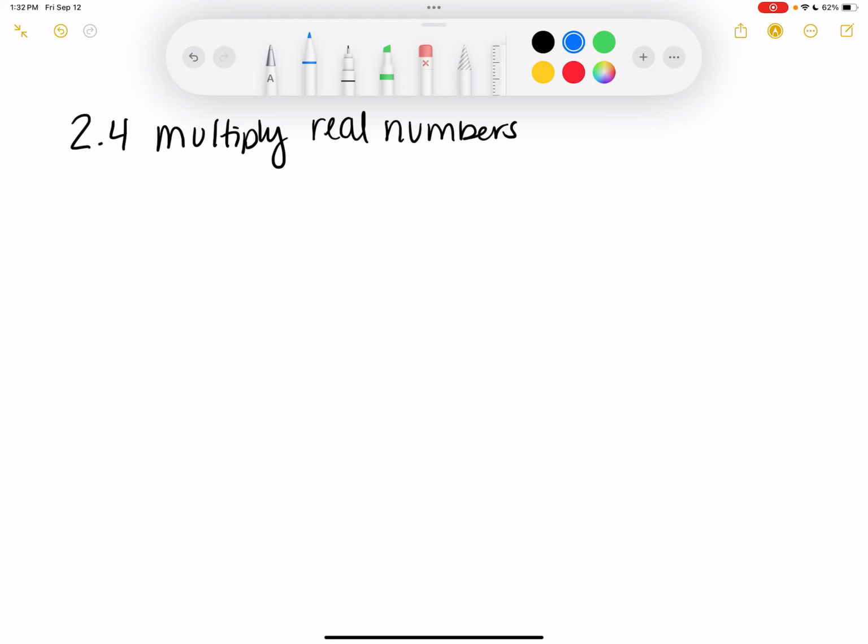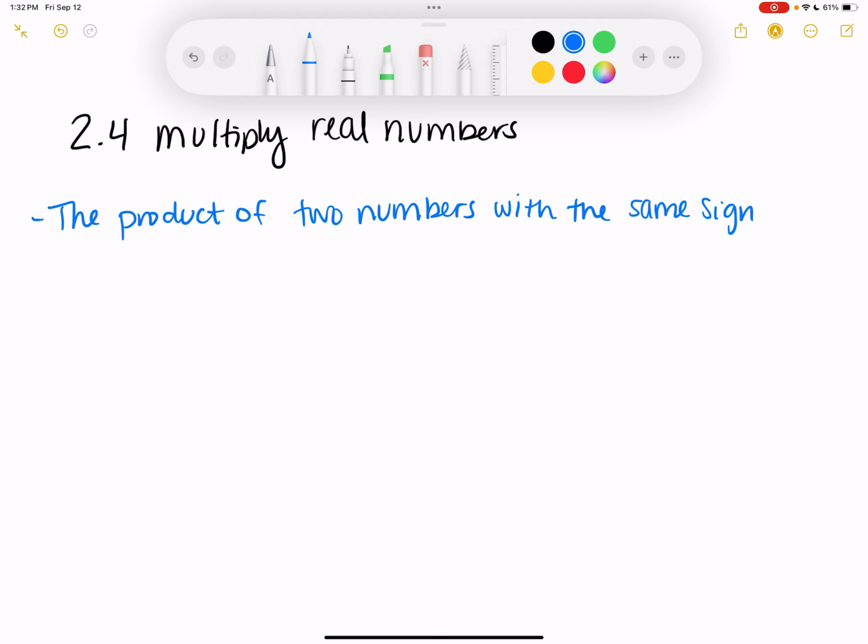The product of two numbers with the same sign is positive. The product of two numbers with different signs is negative.